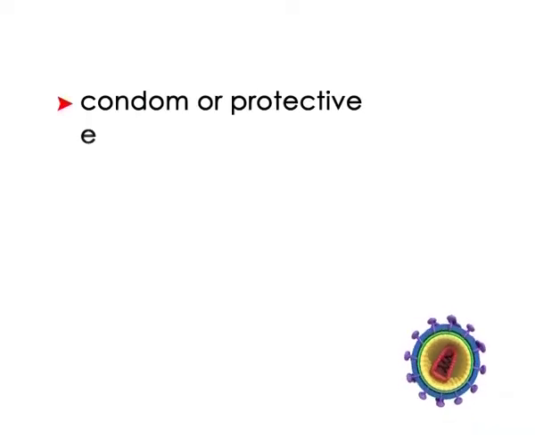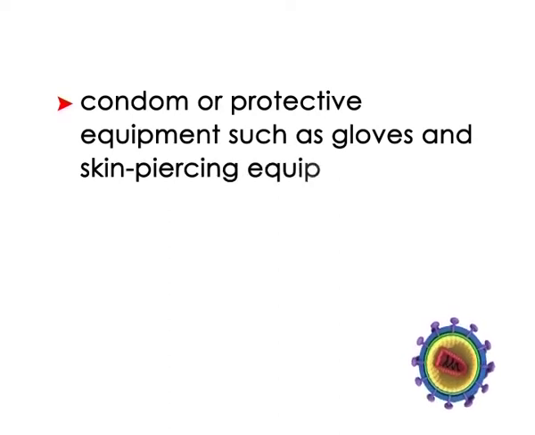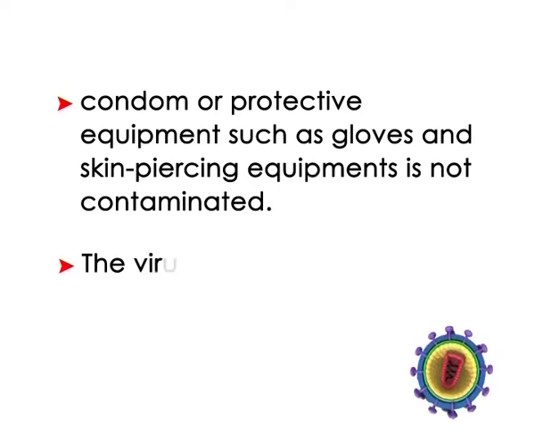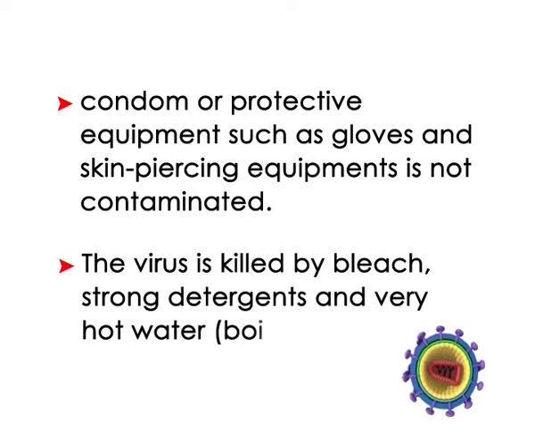It can only enter the body through naturally moist places and cannot penetrate unbroken skin. Prevention therefore involves ensuring that there is a barrier to the virus, for example, a condom or protective equipment such as gloves, and that skin piercing equipment is not contaminated. The virus is killed by bleach, strong detergents, and very hot water.